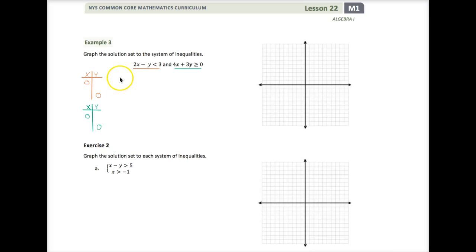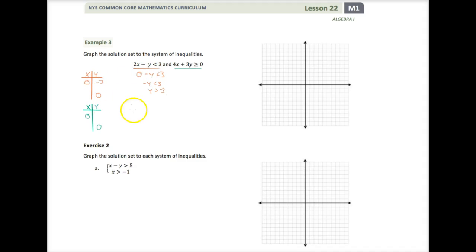Student page 124. I've gone ahead and decided to assign 0 for x and y in 2x minus y is less than 3. So 0 minus y is less than 3. That means the opposite of y is less than 3. Remember, we're going to change signs. We're going to change everything. Y is going to be greater than negative 3. So we're going to put a negative 3 in here.